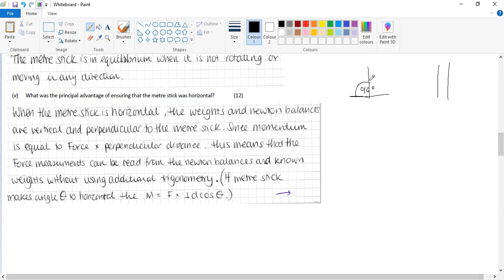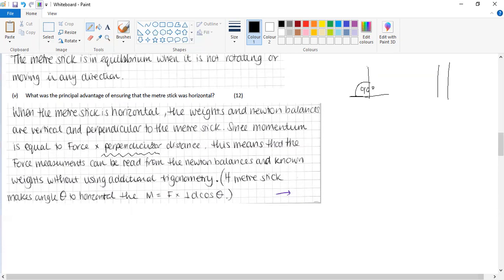So the weights and Newton balances are vertical and perpendicular to the meter stick. Moment, and we're going to get into why I'm talking about moments. Moment is equal to force times perpendicular distance, because we're going to think about the anti-clockwise and clockwise moments, but it's perpendicular distance, okay? It's important that it's just the one working perpendicular to it. If we had used something that wasn't perpendicular, we would need to take account of that angle. And that's where trigonometry starts coming in.